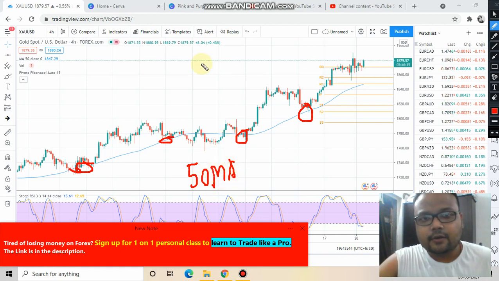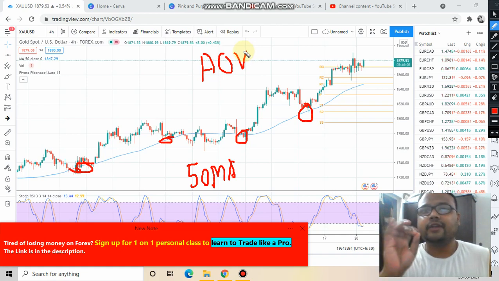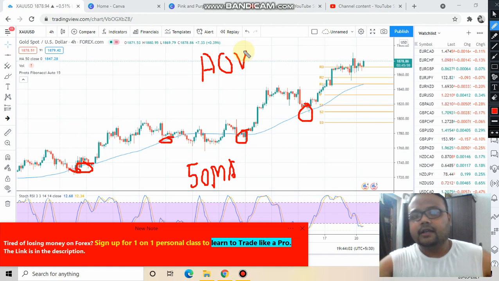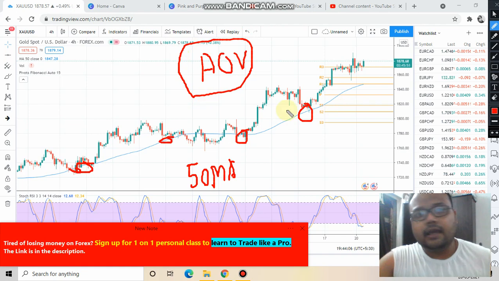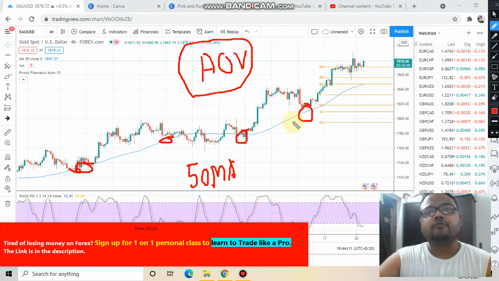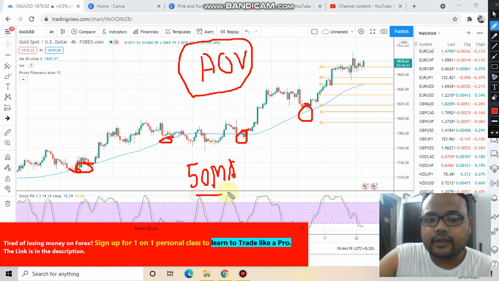And as I always say, we should always look for the area of value, whether the market is in uptrend or the market is in downtrend. If you are looking for the best trading opportunity, and if you are a disciplined trader, and if you want the risk to reward ratio to match, then you should always look for this AOV, area of value. In an uptrend market, the area of value is always near the support. In a downtrend market, the area of value is always near the resistance to short the market. In this case, the area of value is the 50 moving average.